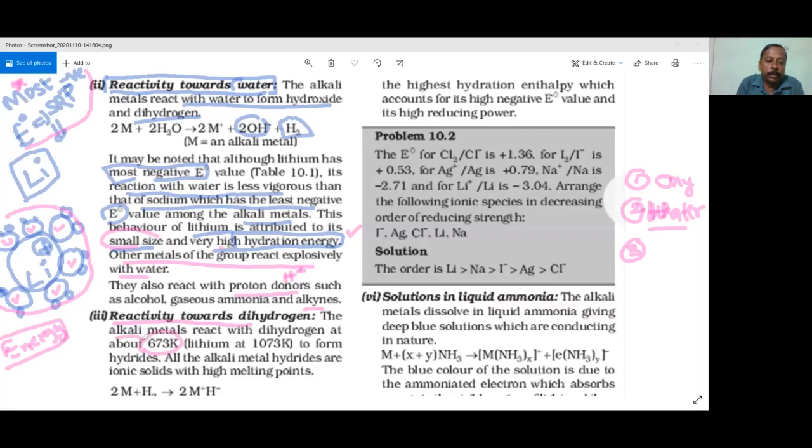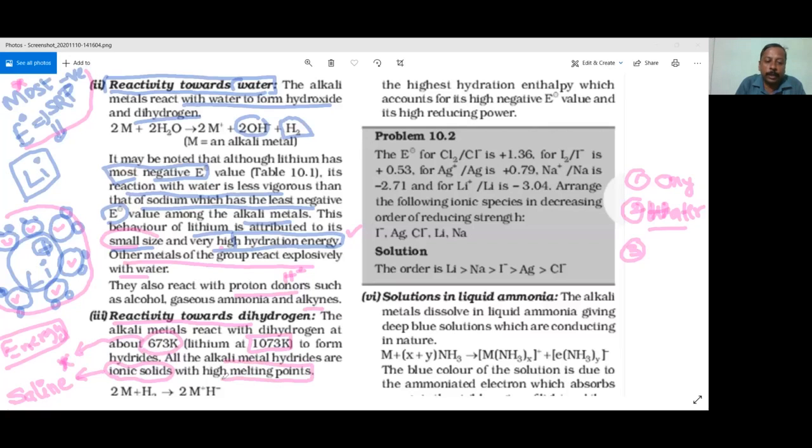So this is the thing you will remember: alkali metals will react at 673, but lithium will not react at 673. Almost 400 Kelvin higher temperature is required by lithium. That is called anomalous behavior. All alkali metal hydrides are ionic solids. In the exam, they will change this ionic solid to a new word called saline, and high melting points.